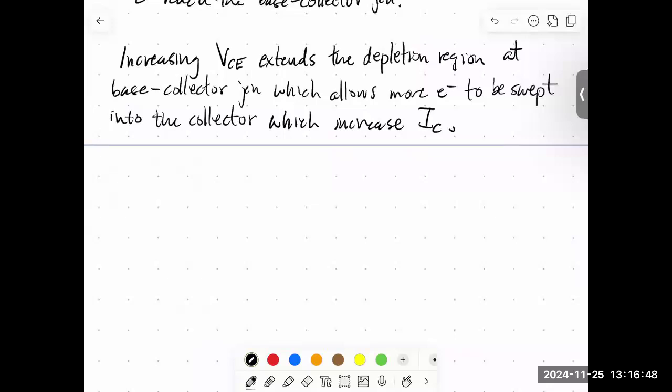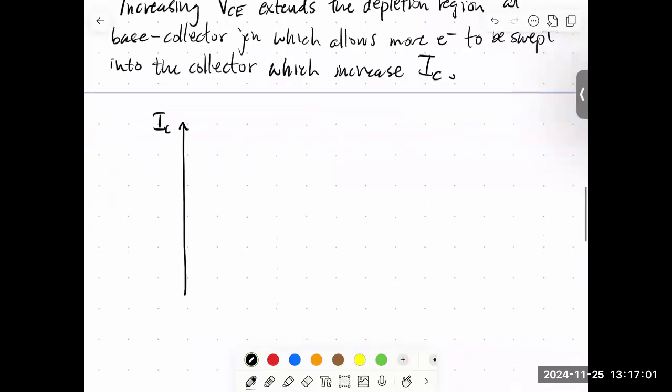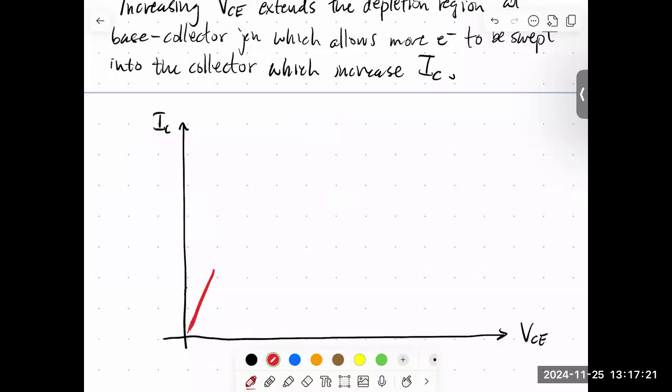Okay, so what I want to do is start plotting this IV characteristic like we did for the diode. So what we're going to plot is the collector current on the vertical axis and the collector emitter voltage on the horizontal axis, so V collector emitter. And so what we just said is, as we increase this voltage, we expect the collector current to increase. And so I'll indicate that something like this. Okay, we're going to add to this plot. So let's continue below.